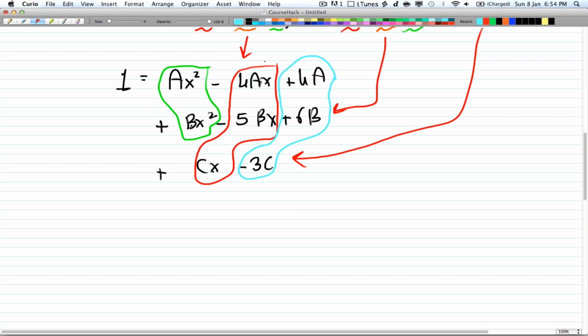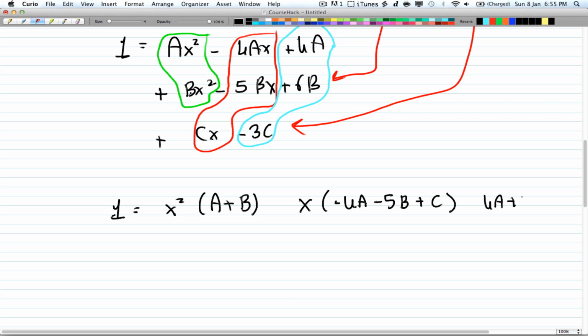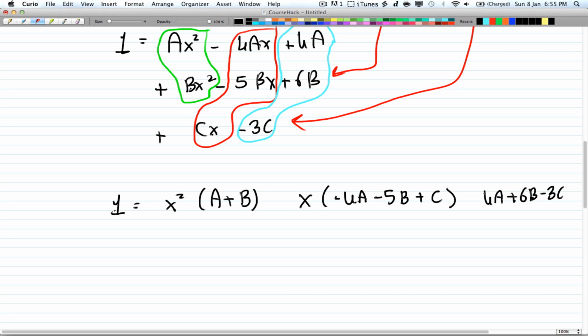Alright, so if you take x squared, x and the constant as a common factor, you have 1 is equal to x squared is a common factor, and you have a plus b. And then x is a common factor, and you have minus 4a minus 5b plus c. And then the constants are left, so you have 4a plus 6b minus 3c. And you have a plus in front of all of them.